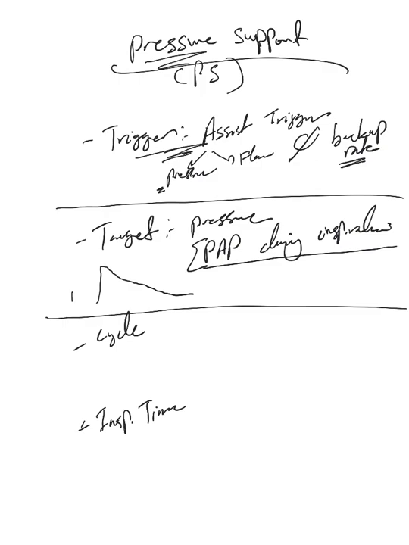Because the flow is a decelerating ramp, the cycle in pressure support ventilation is flow. Basically, we tell the ventilator, please terminate the breath when the flow rate becomes, for example, 25% or less than the peak flow here. So if here was 60, 25% means 15. So as soon as it hits 15, the ventilator will sense this and terminate the breath.